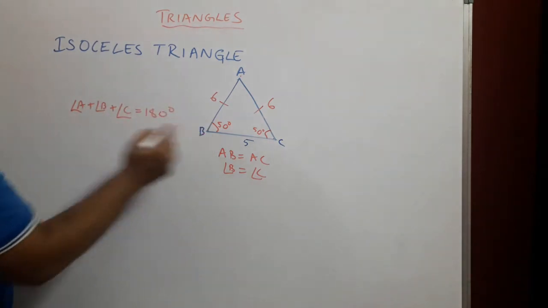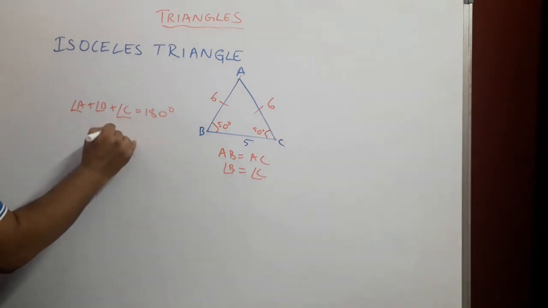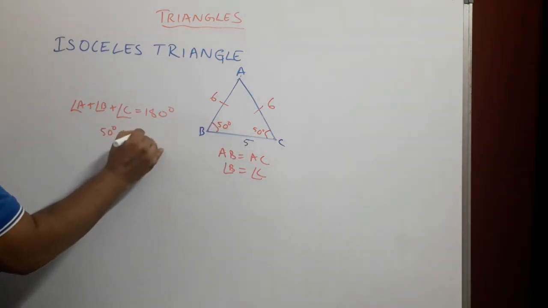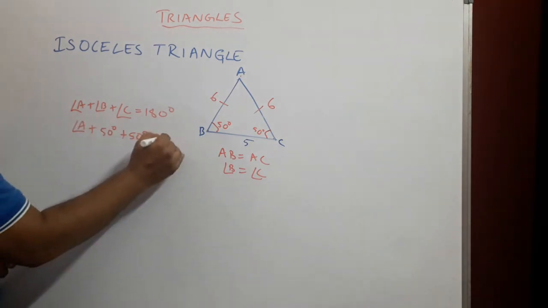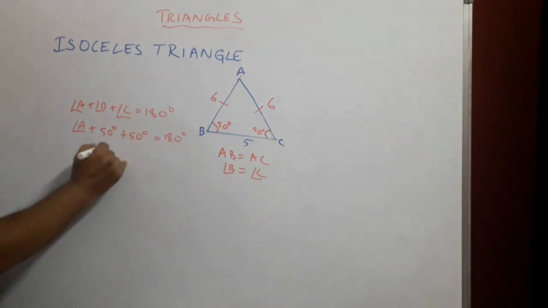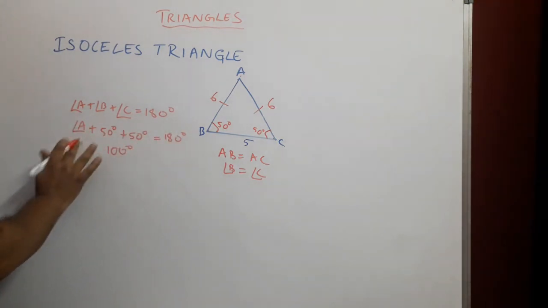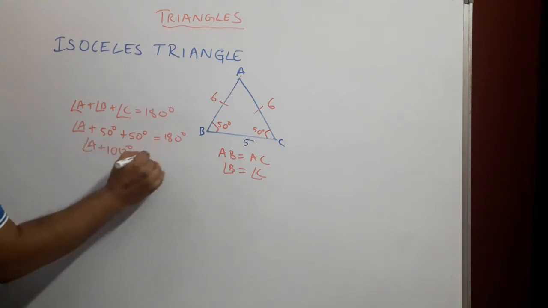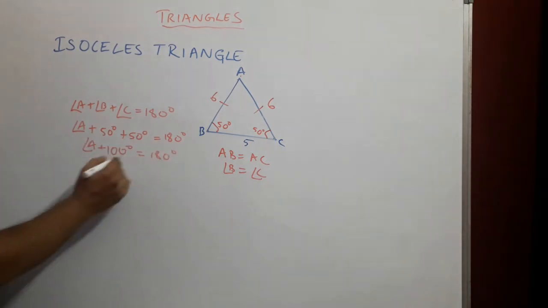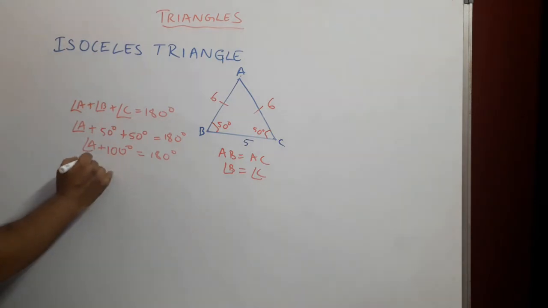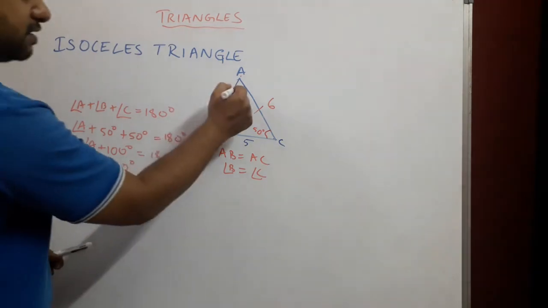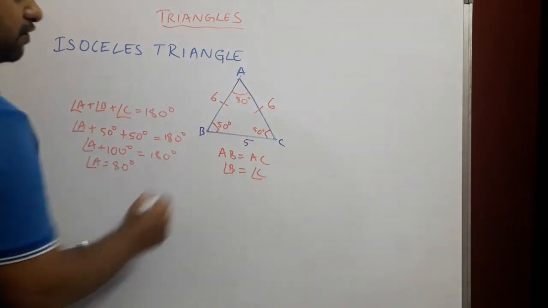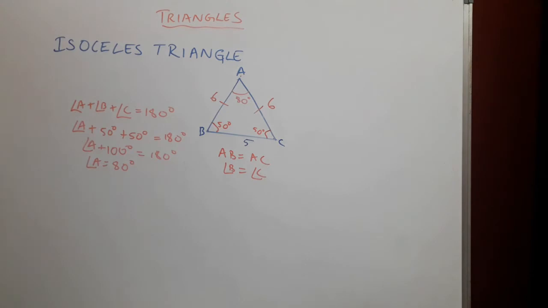So if we take angle B equal to 50 degrees and angle C equal to 50 degrees, and we need to find angle A, it is very easy, because 50 and 50 will give us 100 degrees. If we take this 100 to the other side, we get 180 degrees minus 100 degrees, and that gives us angle A, which is equal to 80 degrees. Fine. So the sum of all angles of a triangle comes in handy when we need to find the third angle if two angles are given.